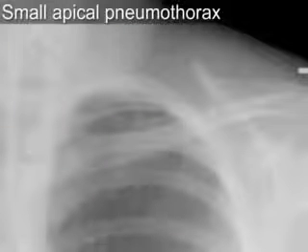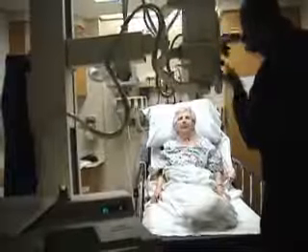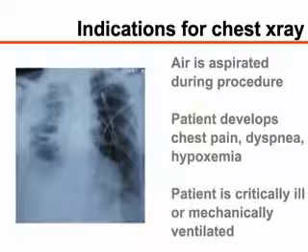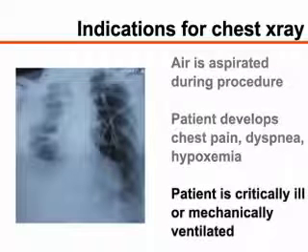Pneumothorax is uncommon after thoracentesis, and when present, it rarely requires the placement of a chest tube. Chest radiographs are not required after simple, uncomplicated procedures. Radiography of the chest should be performed if air was aspirated during the procedure, if chest pain, dyspnea, or hypoxemia develops, or if the patient is critically ill or undergoing mechanical ventilation.